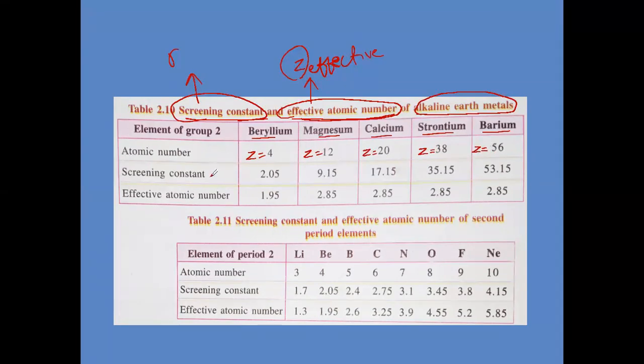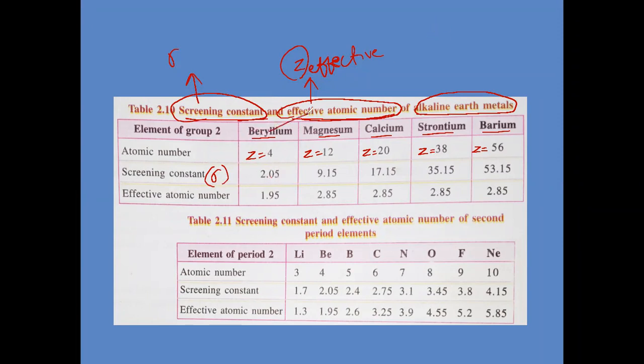Now screening constant, that is the sigma value. That is the screening constant here. So the sigma value we got like this. Did you understand how we got this one? How do we get the sigma constant, the screening constant? How we get it, understood?